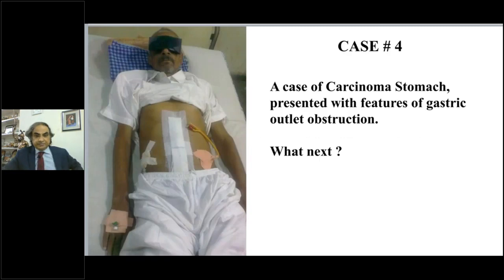This is a case of carcinoma stomach. He's a 60-year-old gentleman who presented with features of gastric outlet obstruction. Okay. Now, actually, more or less on similar lines, I think we've covered it. We'll do the same approach here.